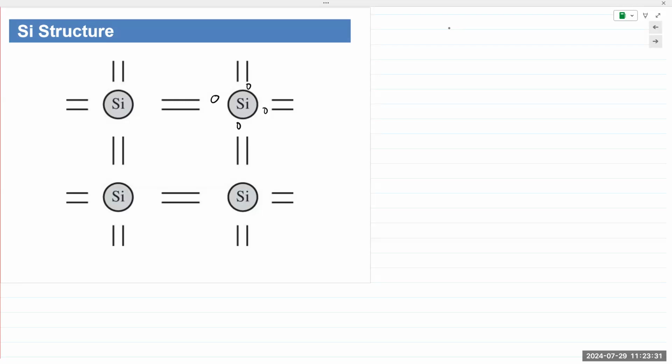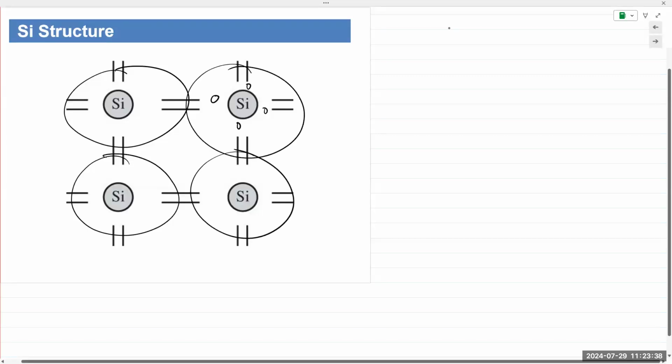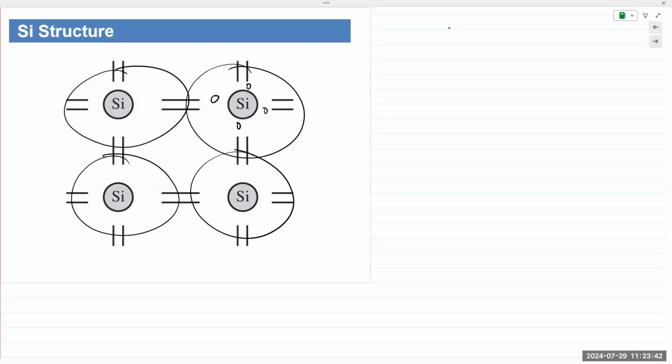Okay, and that's what this diagram is showing. Each silicon atom is bound with 1 silicon atom on all 4 sides, thus having 8 electrons in its outermost orbit.